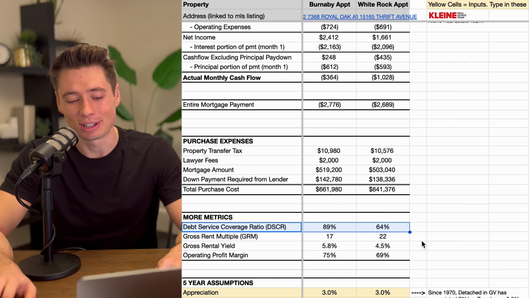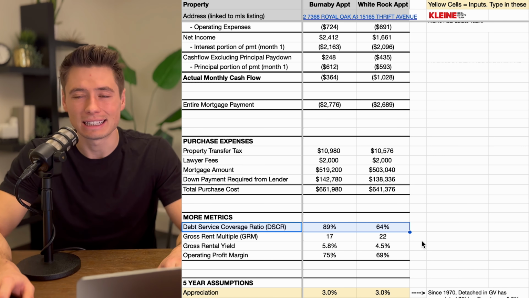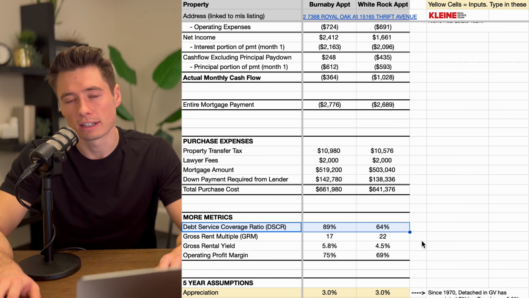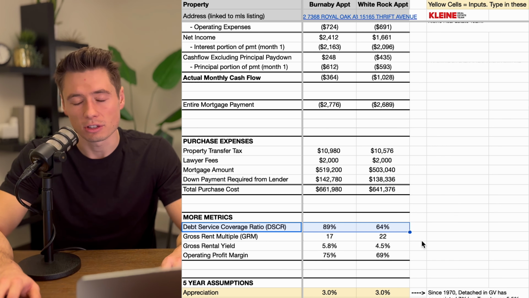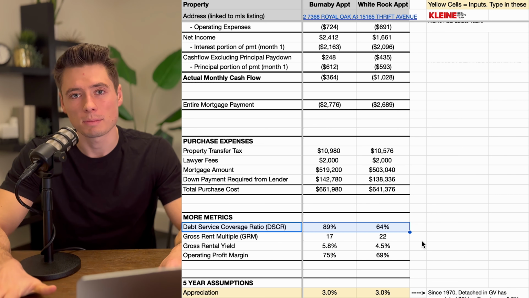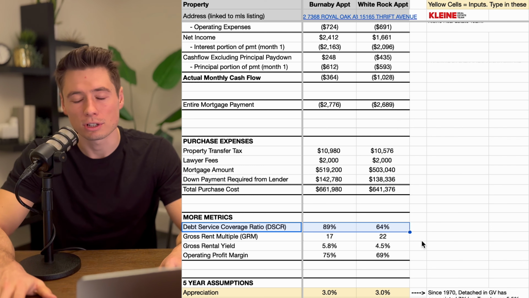And the White Rock condo is 64%. So typically the target there should be about 1.1. So you have a little bit of positive cash flow. Conservatively, if you can get it over 1.25, that leaves a lot more room for rents to go down or for anything like that and still be positive cash flow. That's typically on commercial properties like big apartment buildings. Banks want to see like a 1.1, 1.25 debt service coverage ratio.